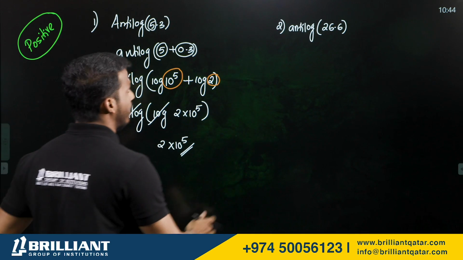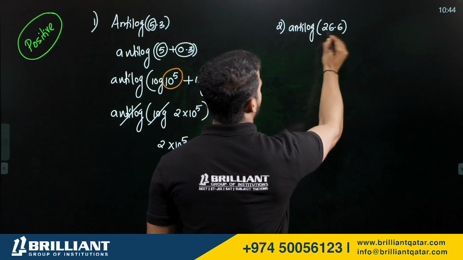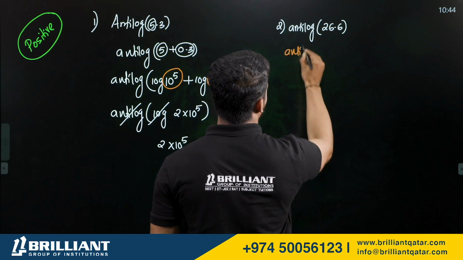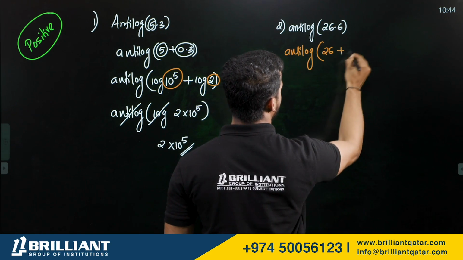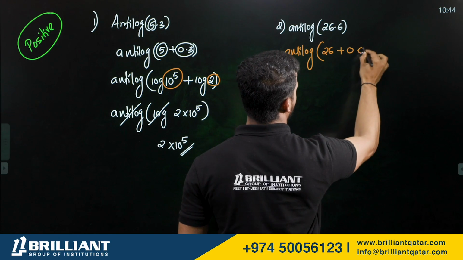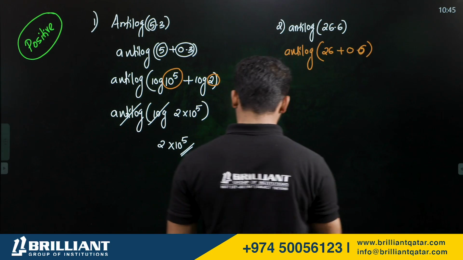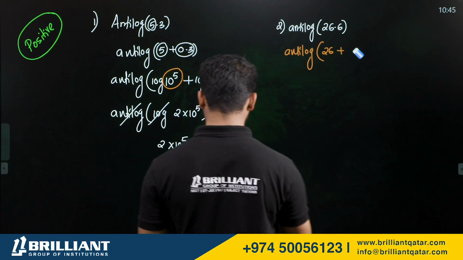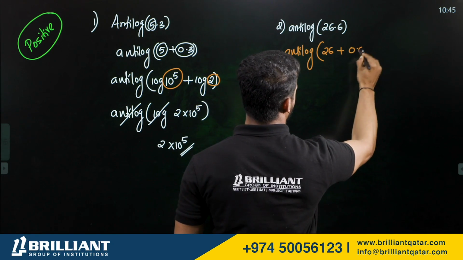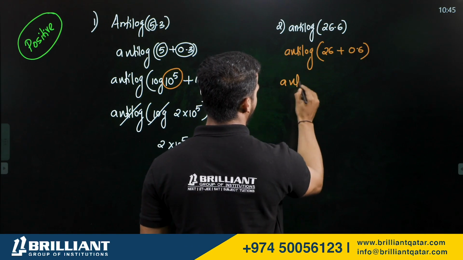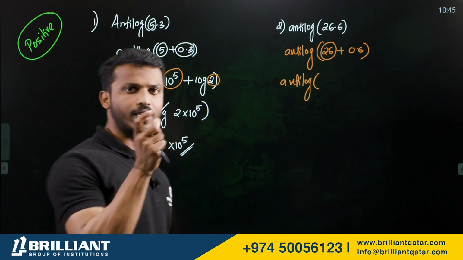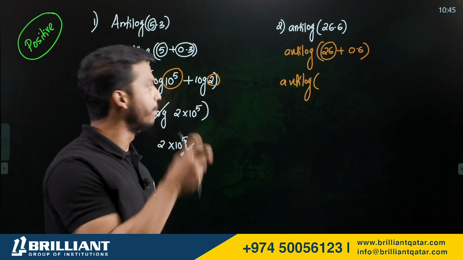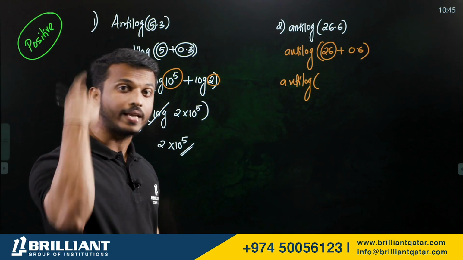One more question, all of you please listen. Anti-log of 26.6, how you can write? I can write it as anti-log of 26.6. I can write it as 26 plus 0.6. Okay, 26 plus 0.6. All right. What is the rule, all of you? Anti-log of the first digit, first digit or the first number, we have to write it as log 10 to the power.